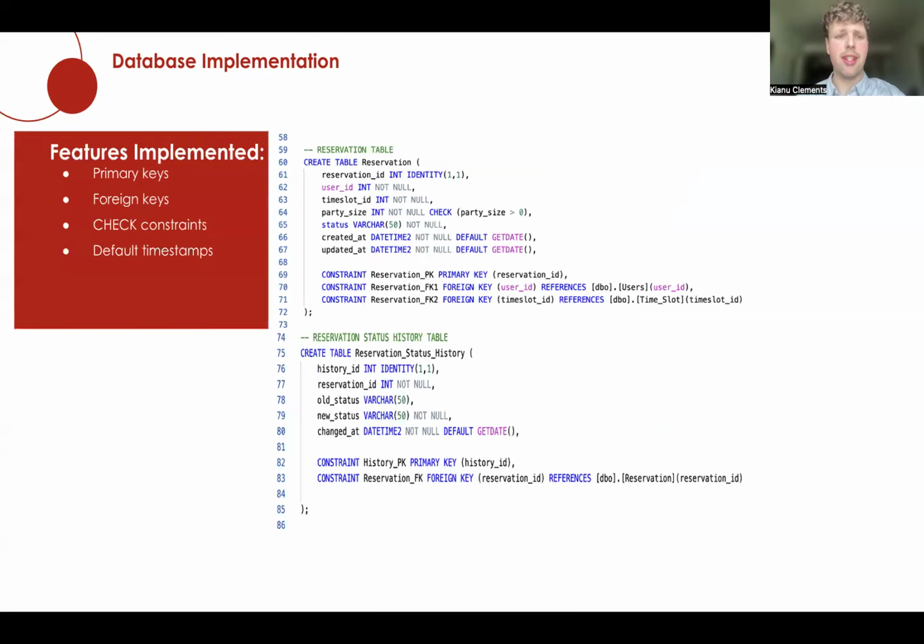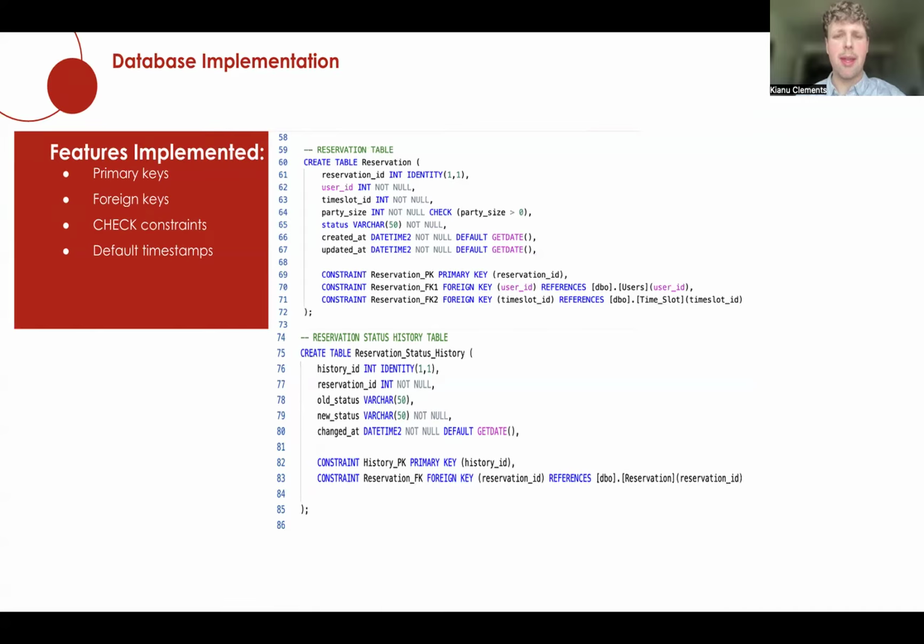The next slide is just a continuation of the last, and this helps to show additional table implementations, including reservation and reservation status history tables. The reservation table stores the core reservation data, including the user making the reservation, the selected time slot, the party size, and the reservation status.